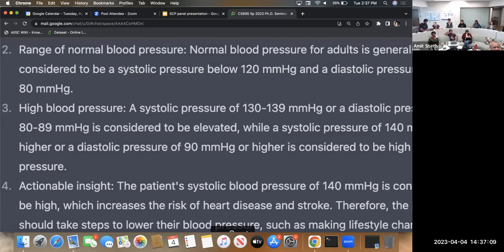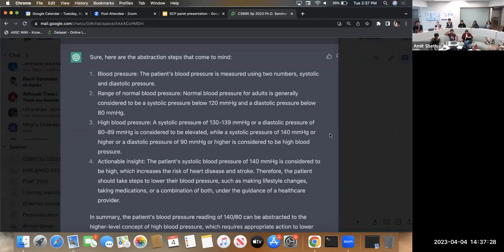So this is the question that I asked it. 140 by 80. An actionable insight, okay. It seemed pretty reasonable to me. So it's very nice. Now let me ask the simple question. Does it recognize that there's hyperthyroidism? No. This is why doctors do not use this.